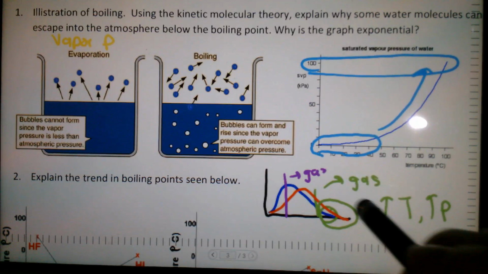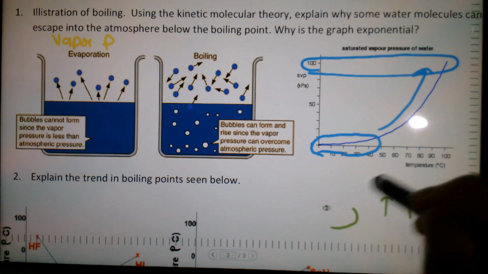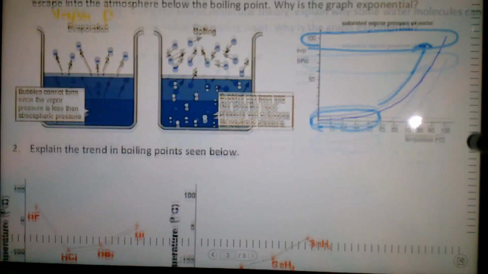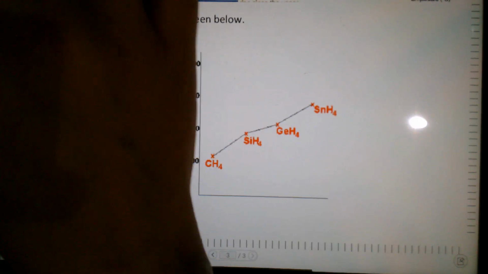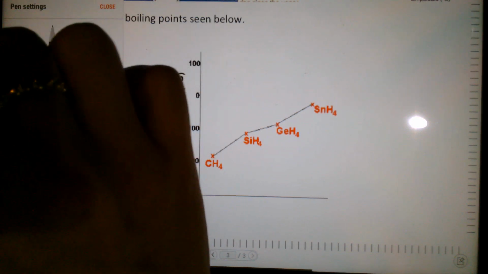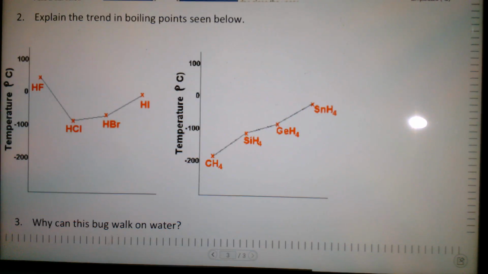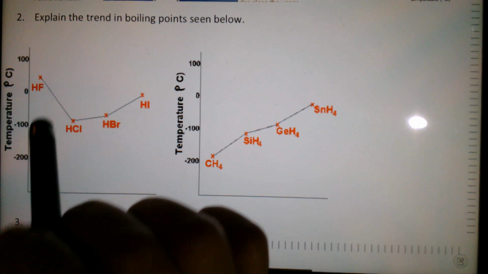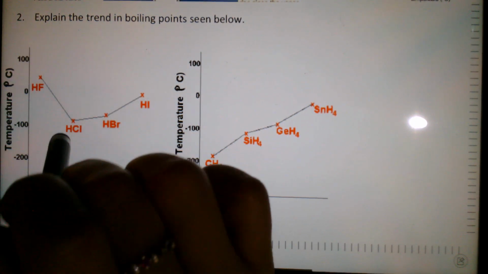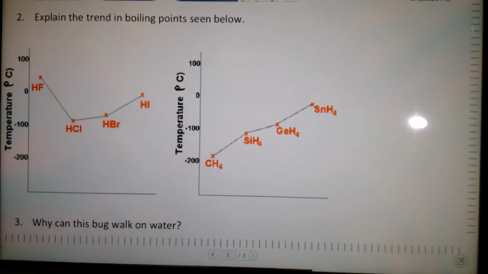I'm going to do a little bit of erasing here so we can go on to the next part. We want to explain the trends in the boiling points below. We'll start here. HF is the highest, then HCl, HBr, and HI.